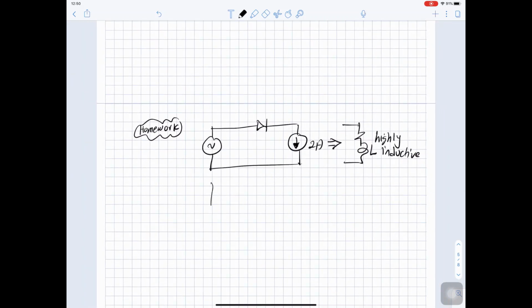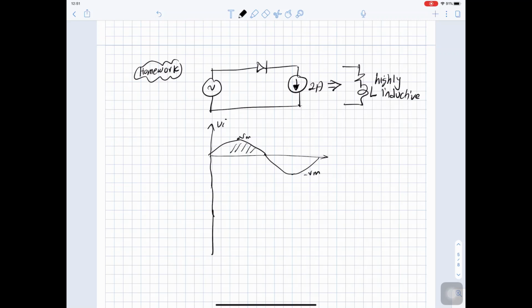Now if you sketch here the input voltage, so the input voltage is a sine wave, Vmax, negative Vmax.